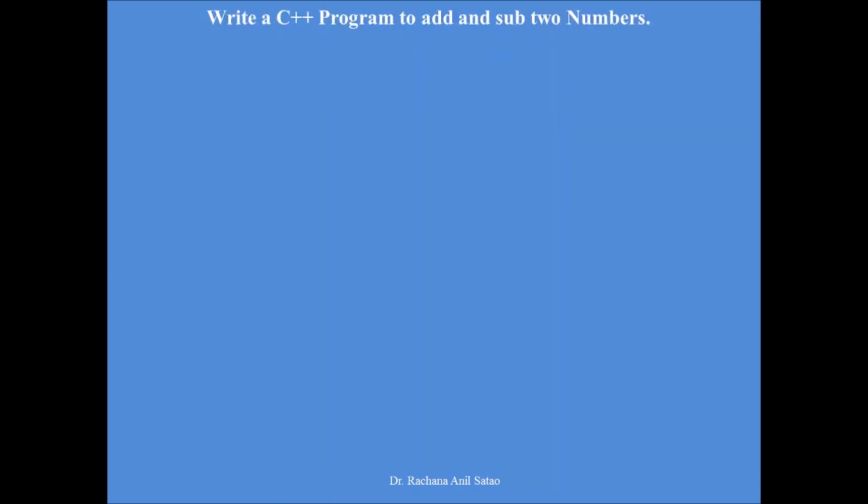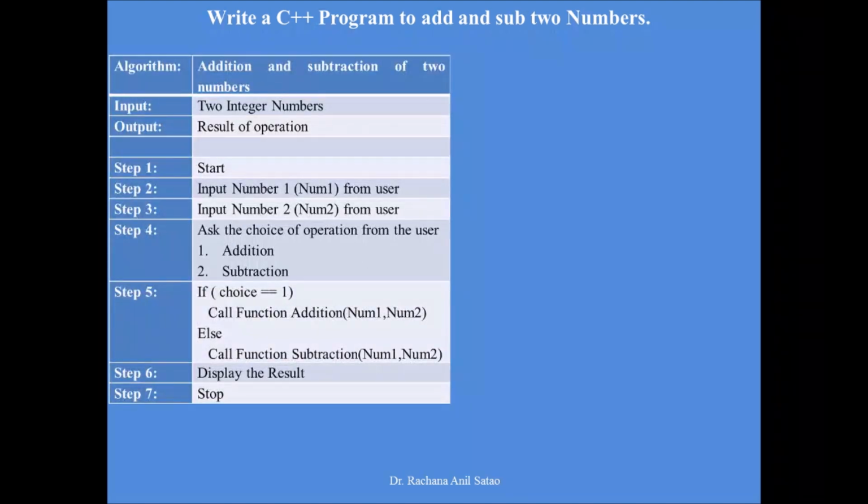So I'm going to give you an example of how to write the algorithm. The statement says: write a C++ program to add and subtract two numbers. Here in this program I'm going to have two functions. I'm showing you how to write an algorithm if it consists of different functions. First, you should follow this tabular format, in which you start with the name of the algorithm. You can observe in the first row that the name of the algorithm is addition and subtraction of two numbers.